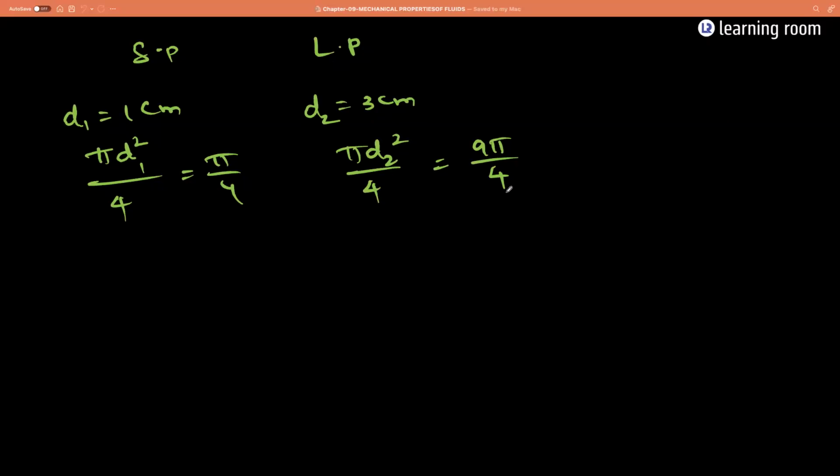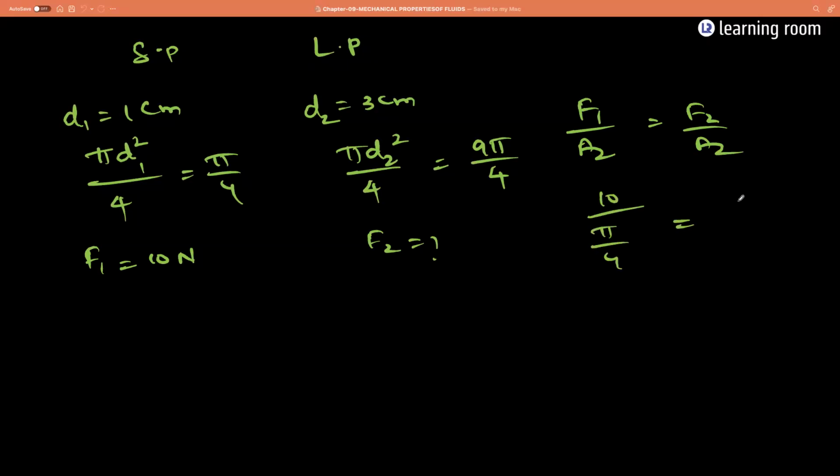Now, when a force of 10 Newton is applied, F1 is equal to 10 Newton. Then what will be the value of F2? F1 by A1 is equal to F2 by A2. So 10 divided by pi by 4 is equal to F2 divided by 9 pi by 4. Pi by 4 and pi by 4 will get cancelled. F2 will be equal to 90 Newton. Means by applying 10 Newton on one side, you're able to generate 90 Newton on the other side. It is actually 9 times more effective.